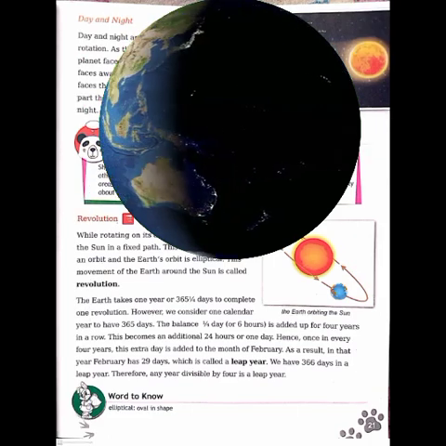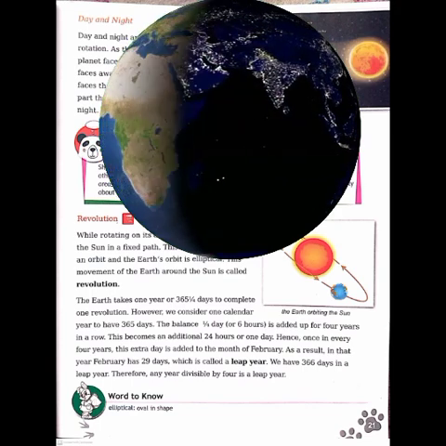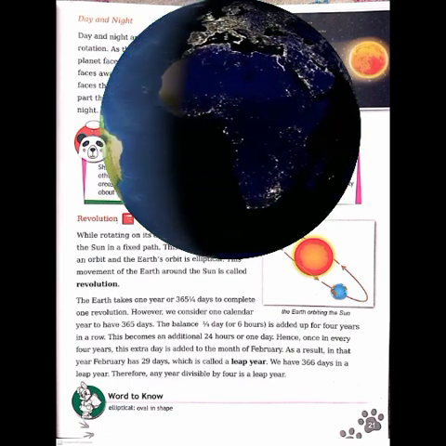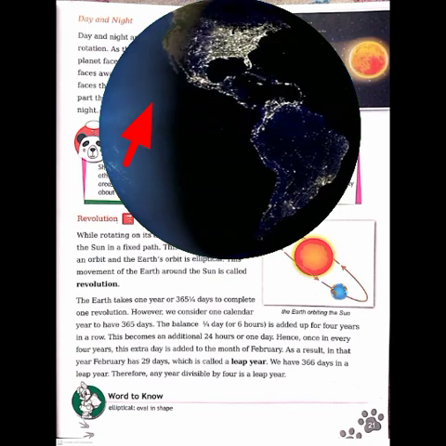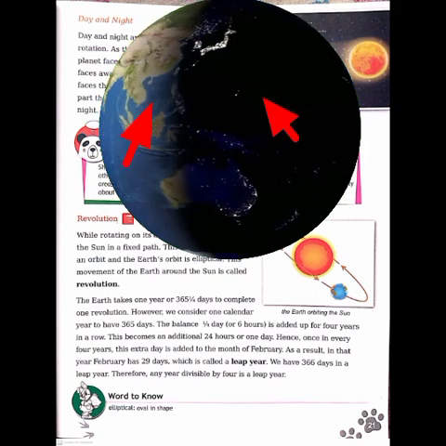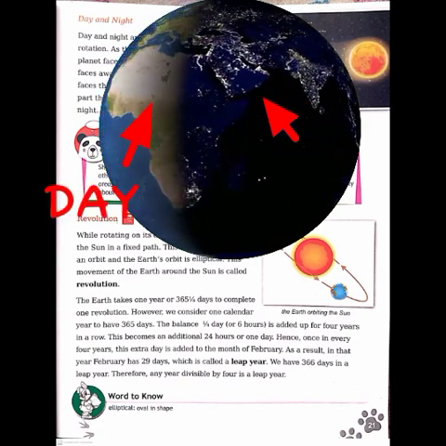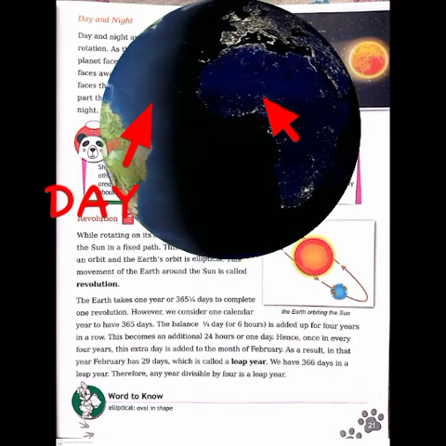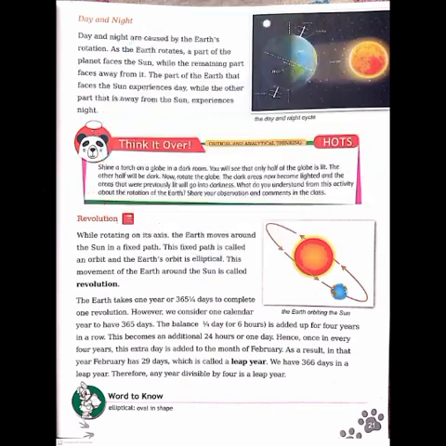Now we will learn how day and night occur. Day and night are caused by the earth's rotation. As the earth rotates, a part of the planet faces towards the sun while another part is away from the sun. The part of the earth that faces the sun experiences day, and the part away from the sun experiences night. That's how day and night occur. Due to the rotation, day, night, then next day, then night occurs.